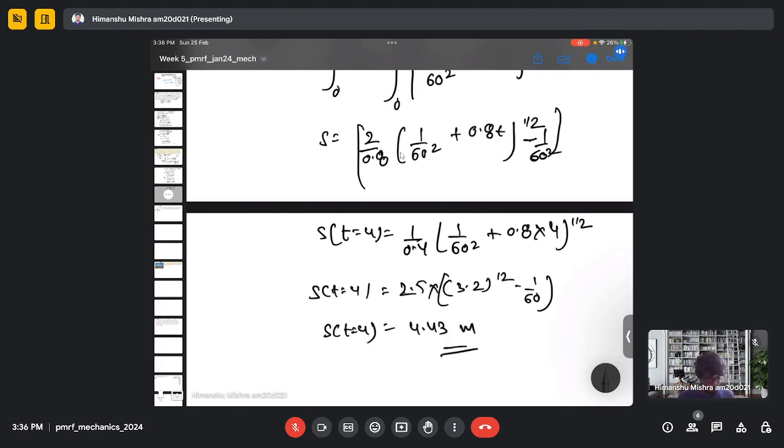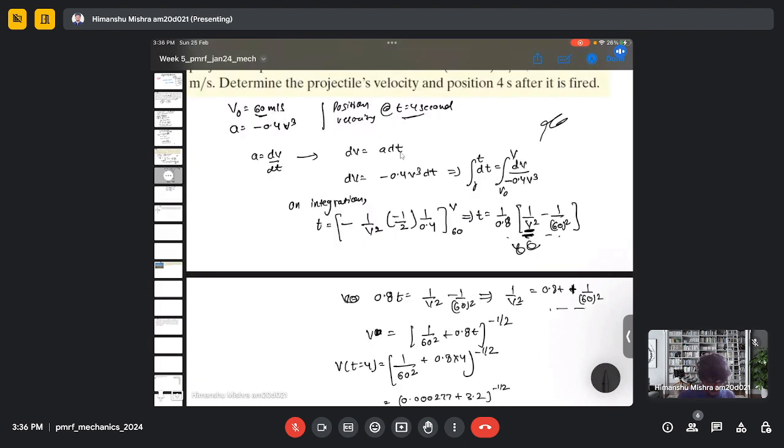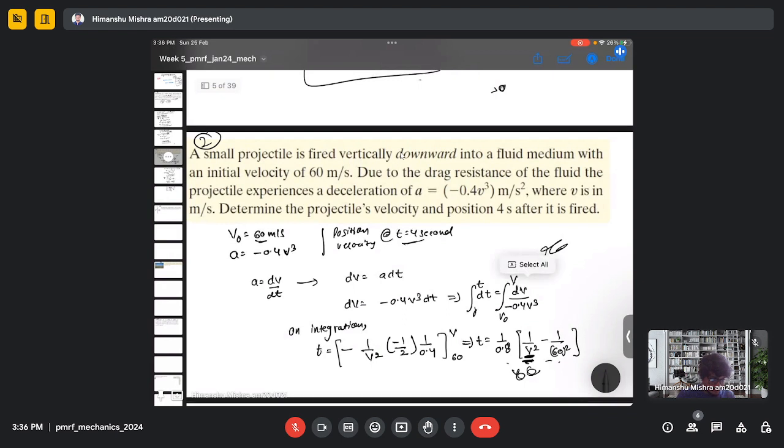So basically we have used the same concept here in this question as well. It is just we have given the acceleration this time, and this acceleration is variable. It is not a constant because it is depending on the velocity v, which is itself changing with respect to time. So here in this question we have given the acceleration and we need to find the velocity and position at some specific time.